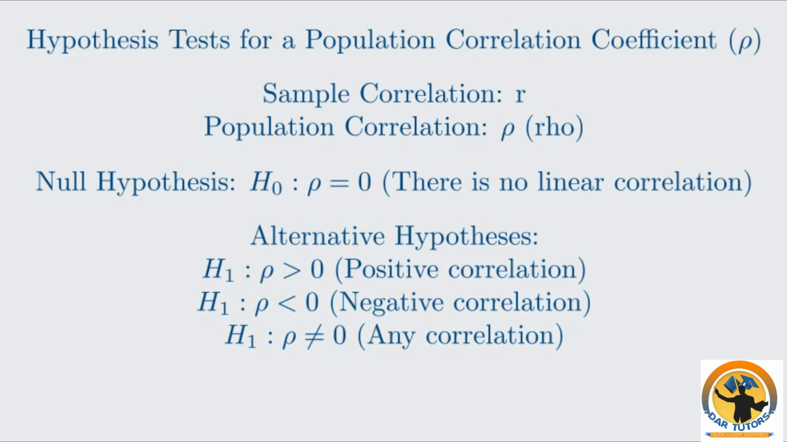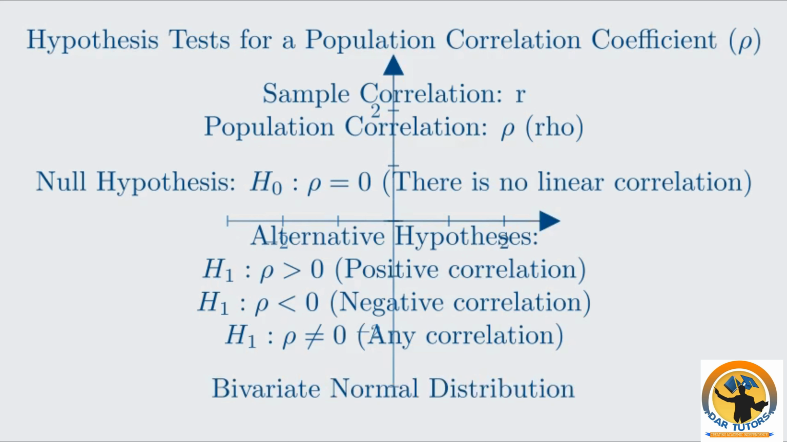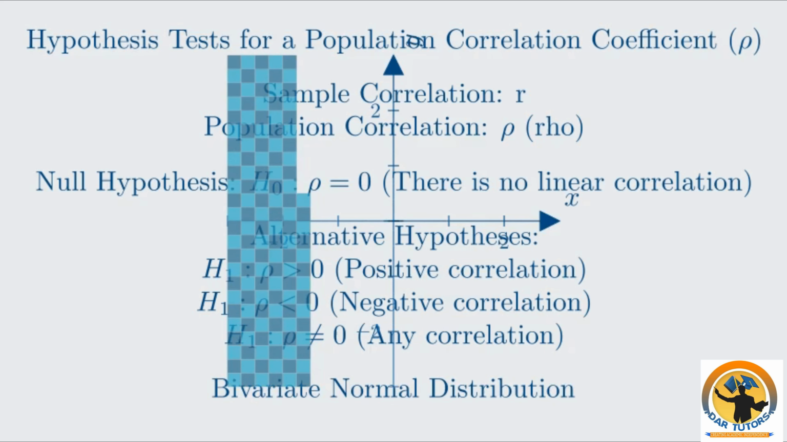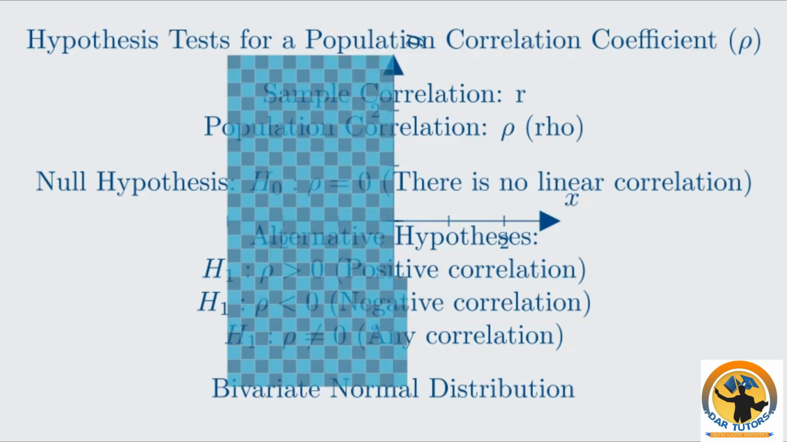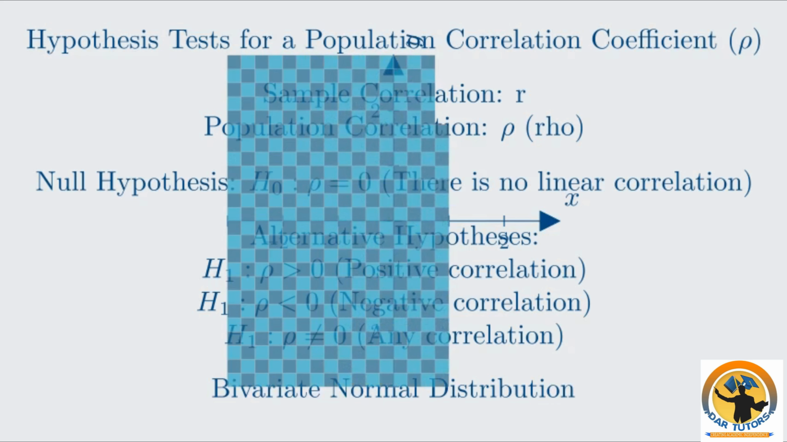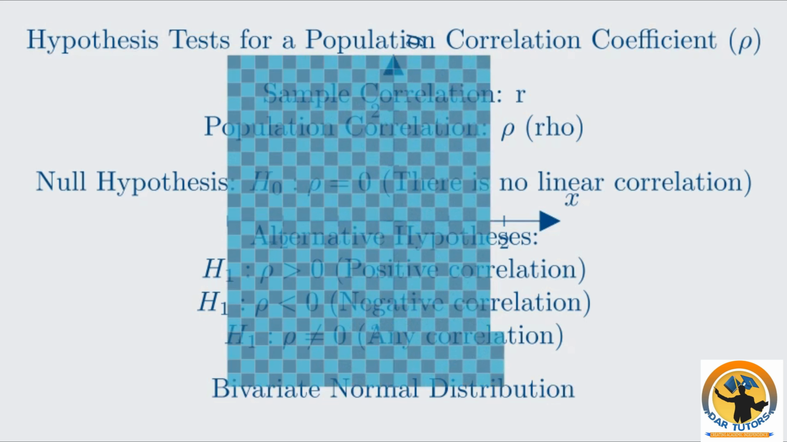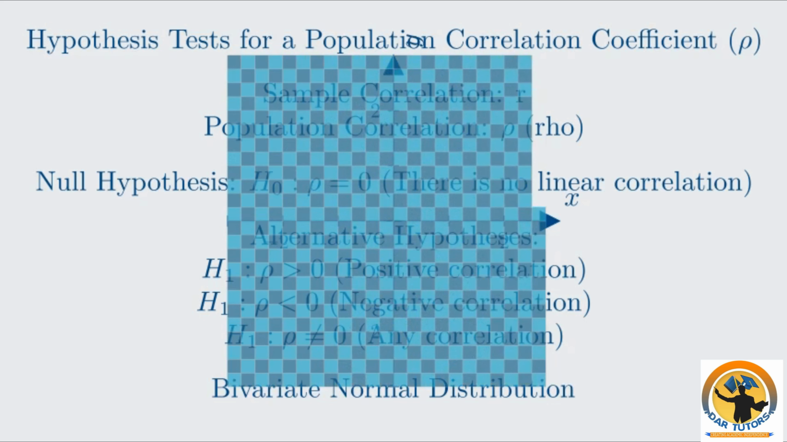A key piece of theory for this topic is the bivariate normal distribution. This is a 3D probability distribution that arises when two variables, say x and y, are individually normally distributed and related to each other. We can visualize it as a hill. The height of the hill at any point (x, y) tells you the probability of those values occurring. The peak of the hill is at the means of x and y. The spread is controlled by their standard deviations. And most importantly for us, the shape of the hill is controlled by the correlation ρ. A strong correlation makes the hill stretched out, while no correlation makes it perfectly circular.